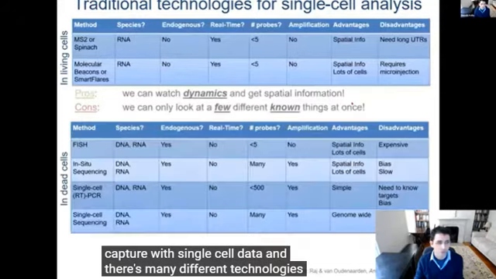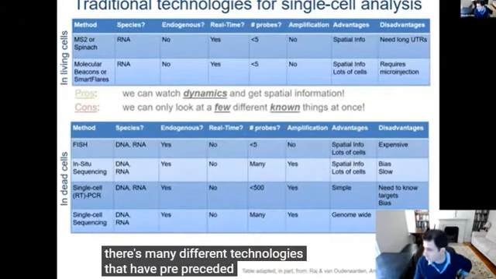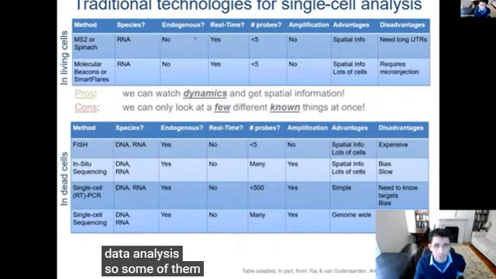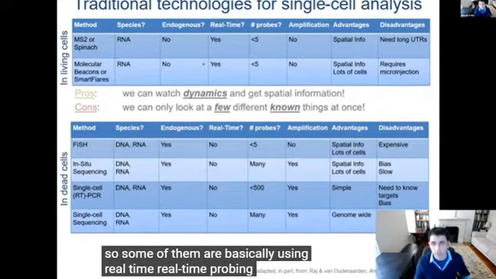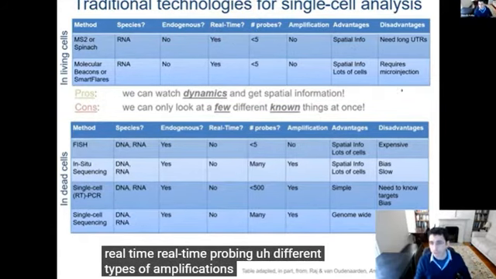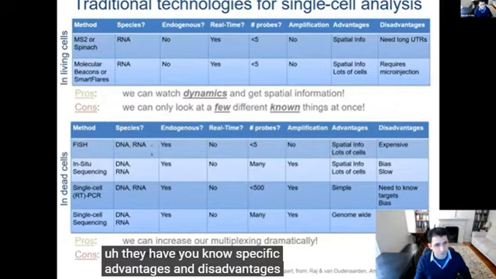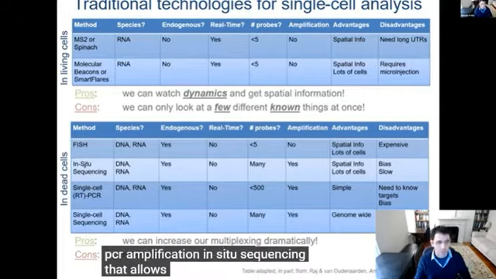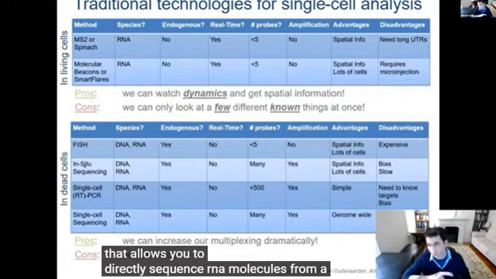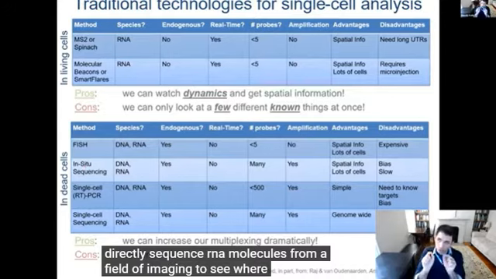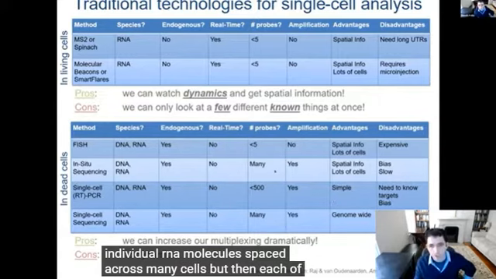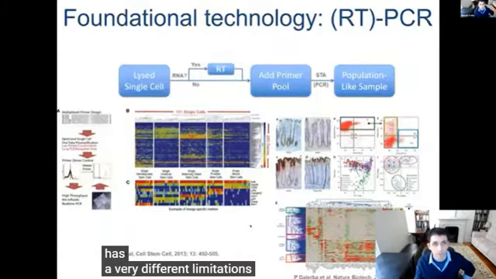And there are many different technologies that have preceded the current explosion in single cell data analysis. Some of them are basically using real-time probing, different types of amplifications. They have specific advantages and disadvantages. These include imaging technologies or single cell PCR amplification, in situ sequencing that allows you to directly sequence RNA molecules from a field of imaging to see where those individual RNA molecules are spaced across many cells. But then each of those has very different limitations.